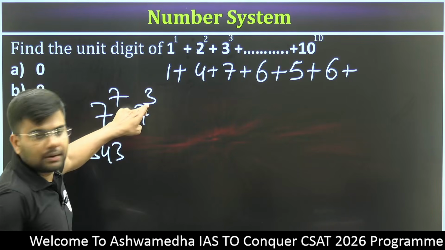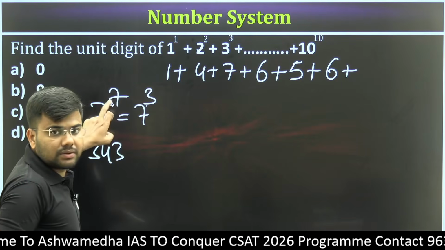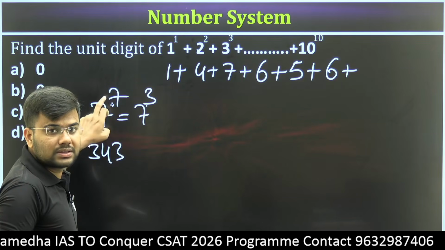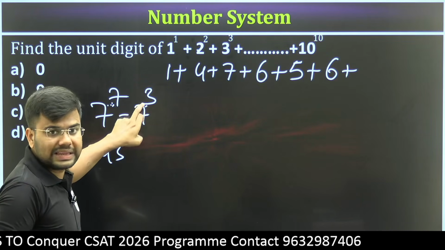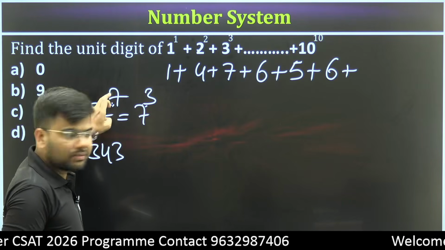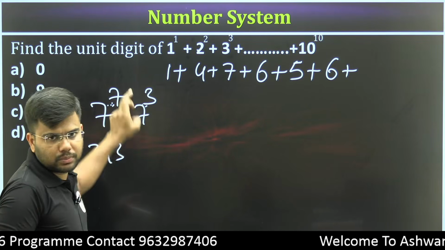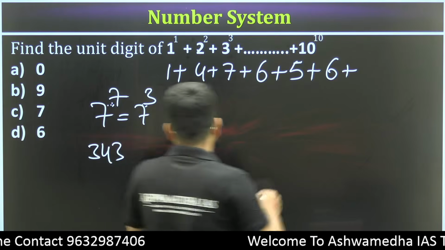Where did this 3 come from? Divide this 7 by what? 4. If you divide this 7 by 4, the remainder would be 3. So the unit digit of 7 to the power of 7 would be equal to that of 7 to the power of 3. Now here the unit digit would be what?